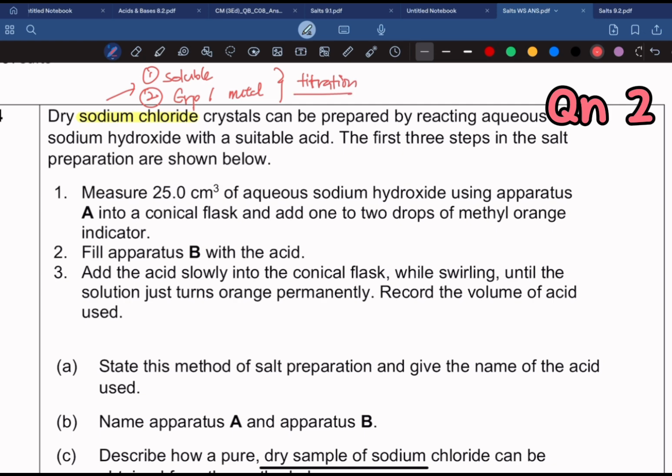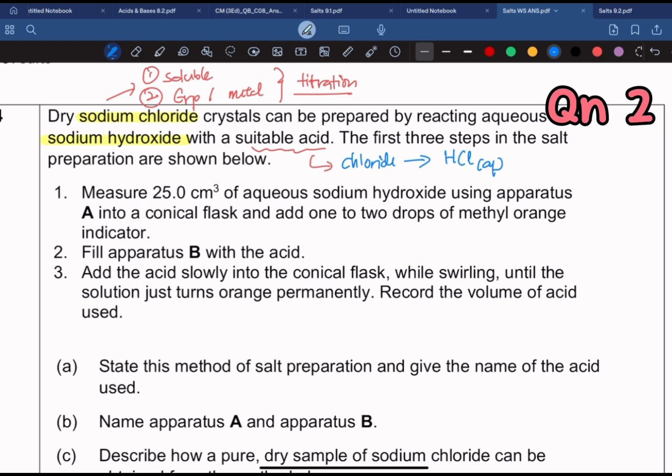Always you must come up with the method in a few seconds. Then after that, you must come up with the suitable reactants almost immediately. So here are the suitable reactants: they're using sodium hydroxide with a suitable acid. And you already know which acid to use, right? Because you know that chloride ion comes from hydrochloric acid.